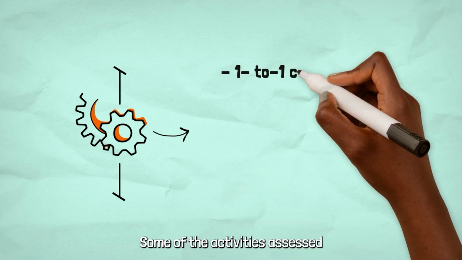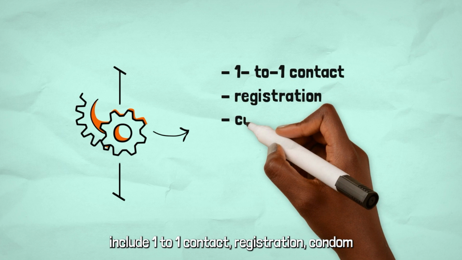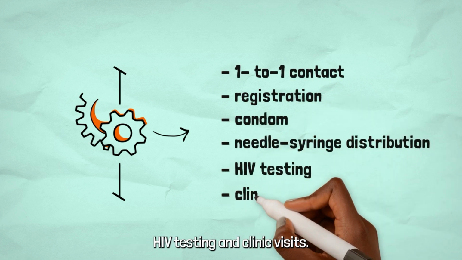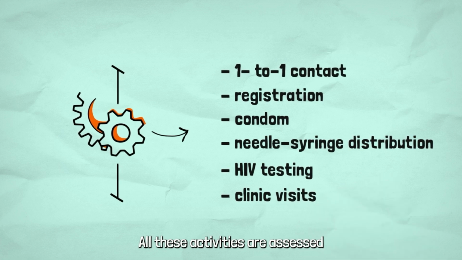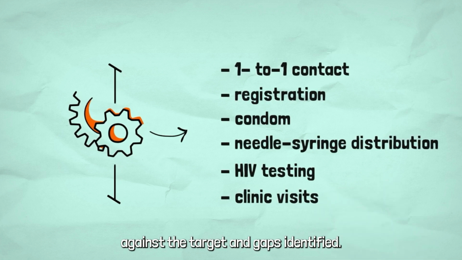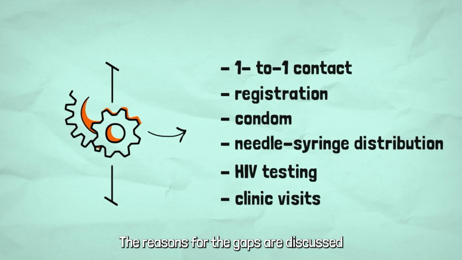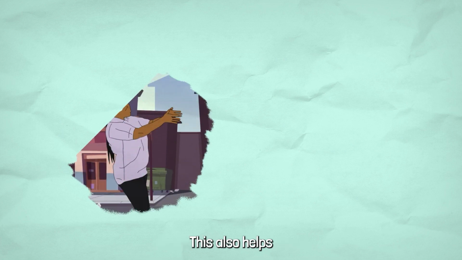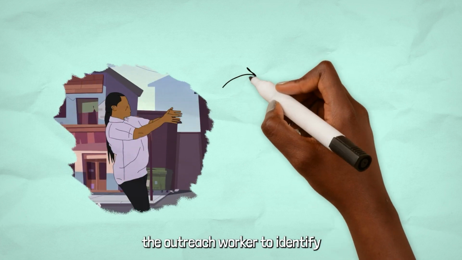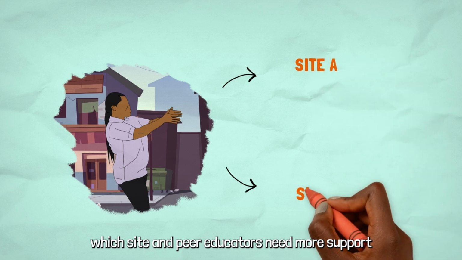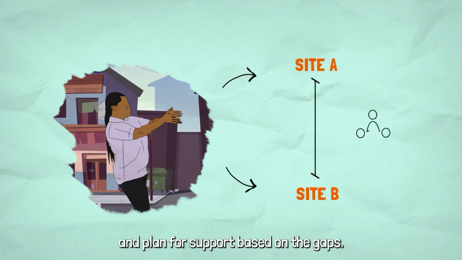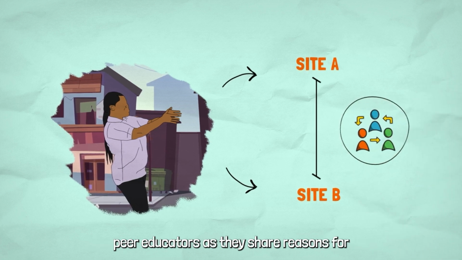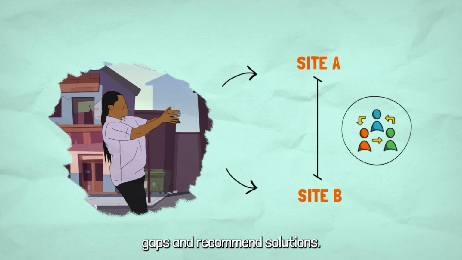Some of the activities assessed include one-to-one contact, registration, condom or needle syringe distribution, HIV testing, and clinic visits. All these activities are assessed against the targets and gaps identified. The reasons for the gaps are discussed and opportunities and solutions identified to address them. This also helps the outreach worker to identify which site and peer educators need more support and plan for support based on the gaps. This process also facilitates cross-learning among peer educators as they share reasons for gaps and recommend solutions.